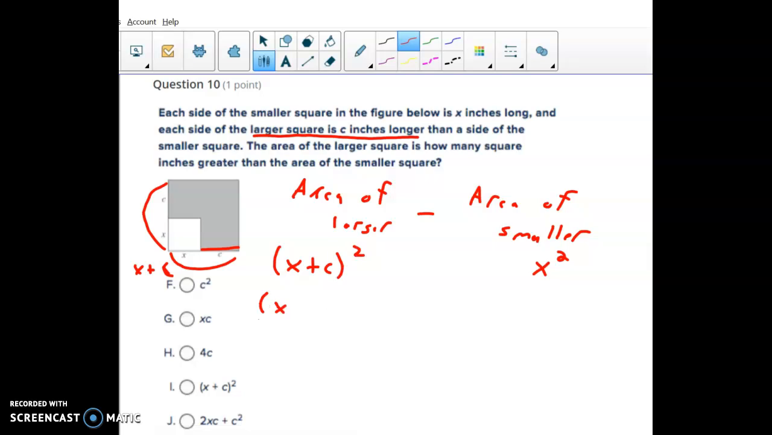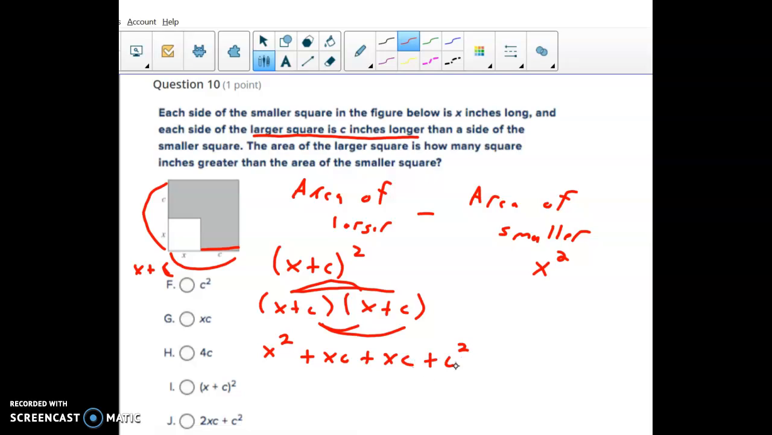Okay, and the best way to do that is to do x plus c times x plus c and then FOIL. So x times x, and then x times c, and the inside two would be another x times c. The last two would be c times c, so c squared. Okay, so then if this cleans up, we'd have x squared plus 2xc. You have one of them plus another one, plus a c squared.